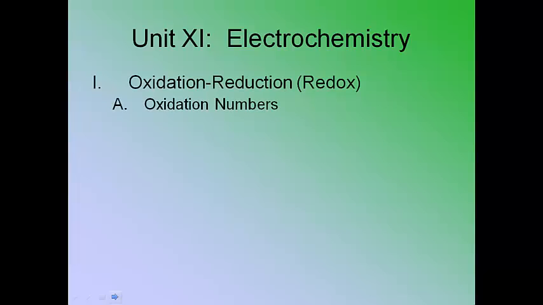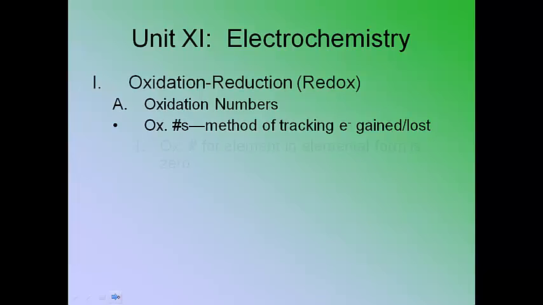Now, in order to understand how the electrons move, which we'll get into in the next podcast, we've got to talk about oxidation numbers. Oxidation numbers are a method of tracking the electrons gained or lost. So there are 4 rules that govern how to determine what something's oxidation number is. Rule number 1: the oxidation number for an element in its elemental form is 0.